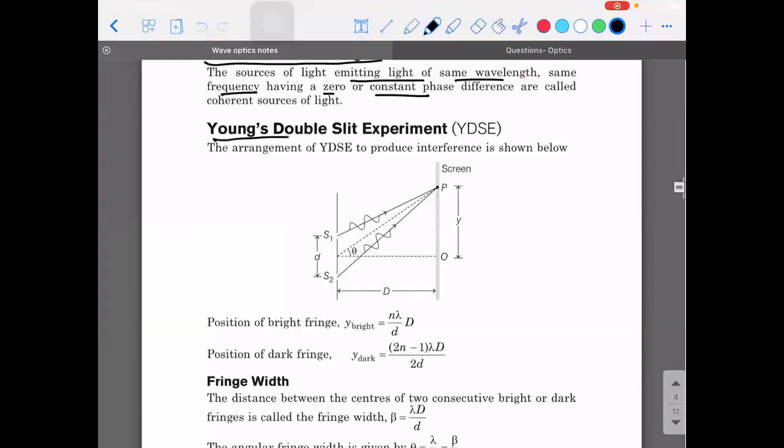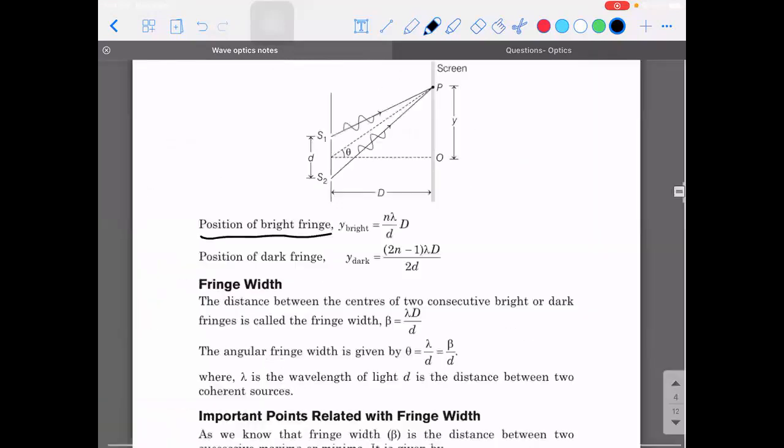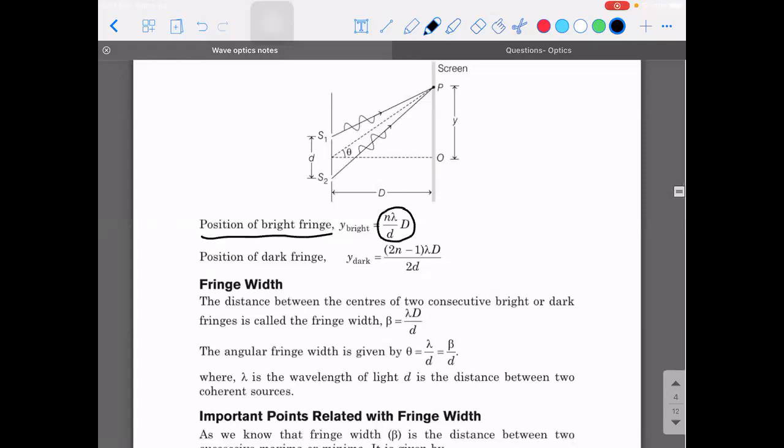Right. Next is Young's double slit experiment. The arrangement of YDSE to produce interference is shown below. So what is the position of a bright fringe? It is given as n lambda into capital D divided by small d, where n represents the nth bright fringe. Similarly, the position of a dark fringe is given as (2n minus 1) into lambda into D divided by 2d.